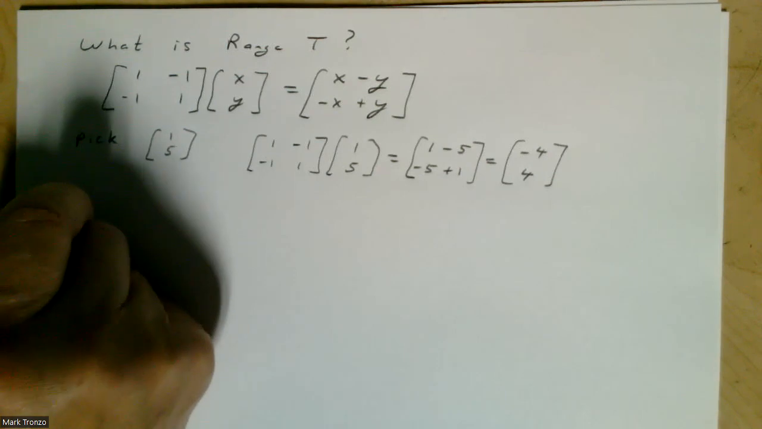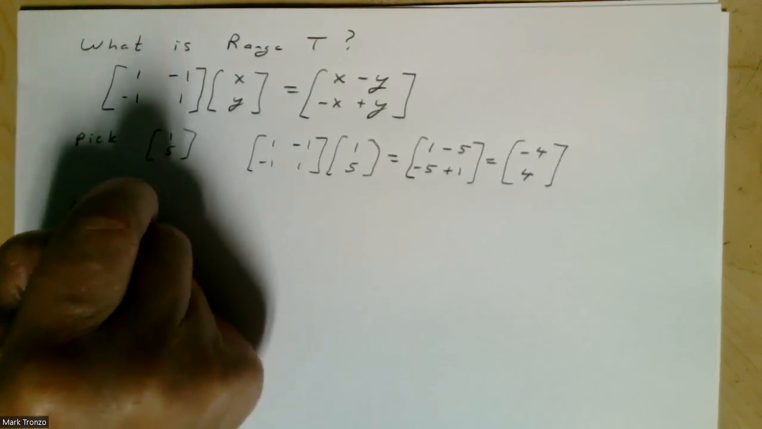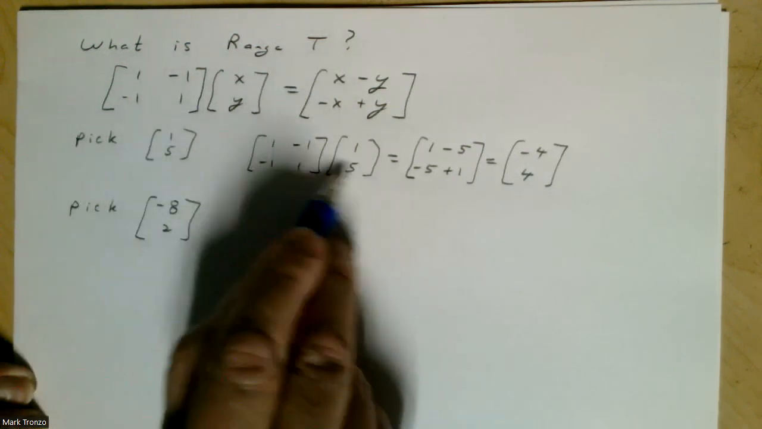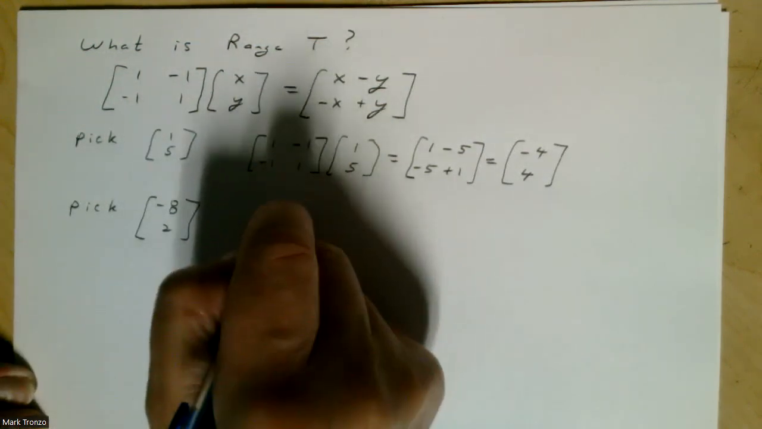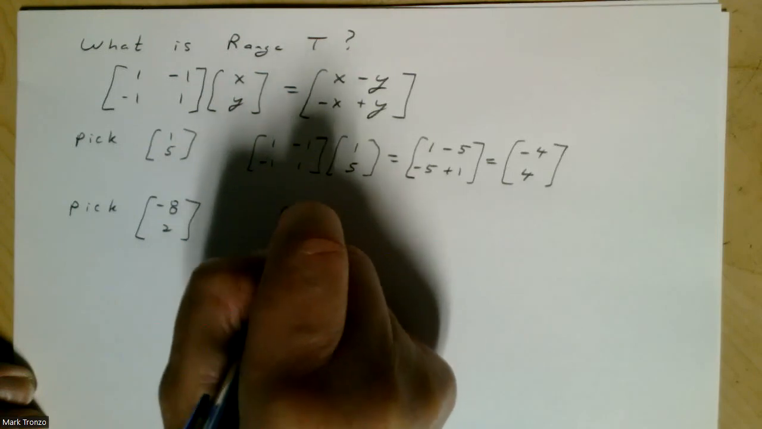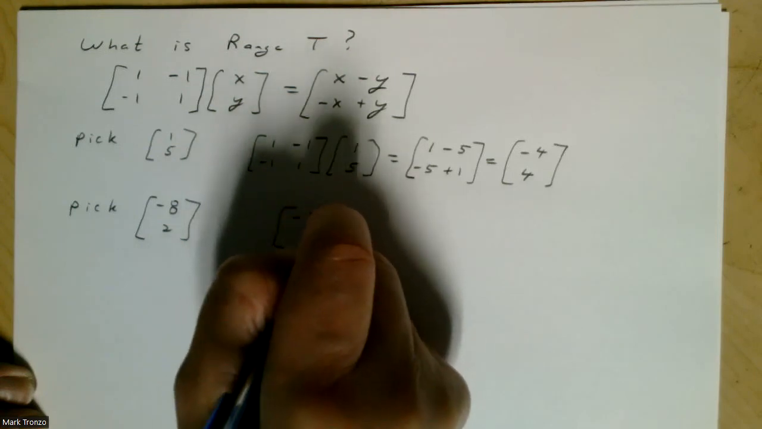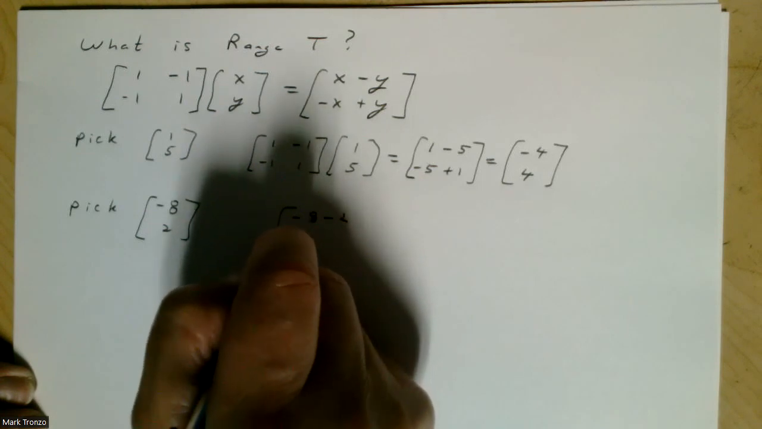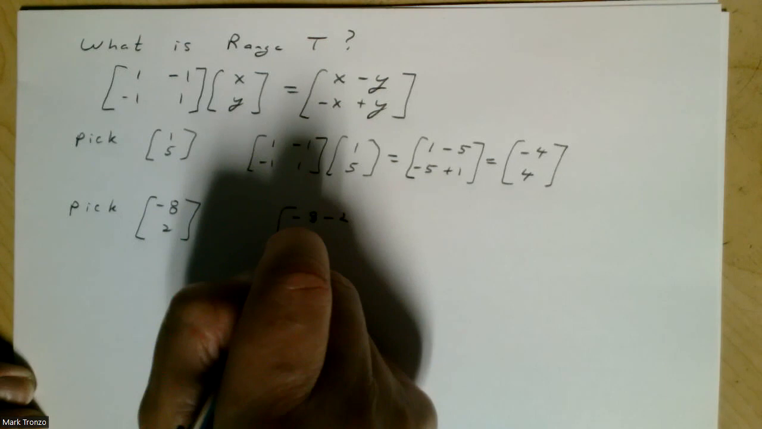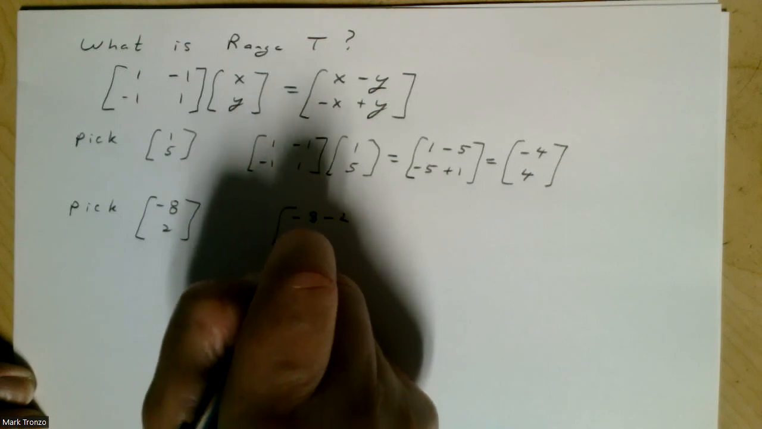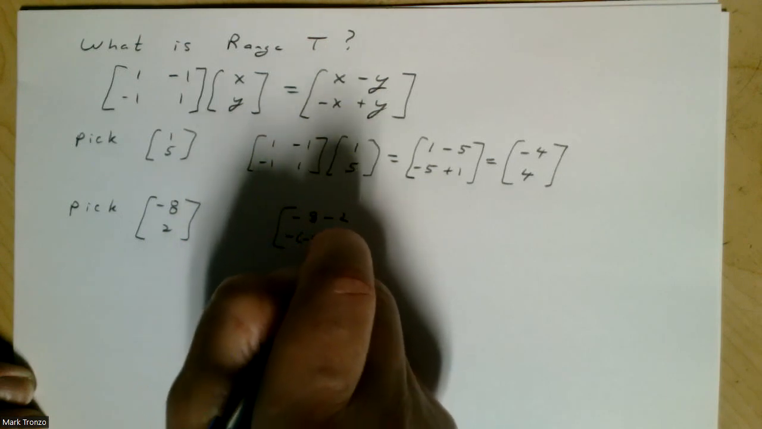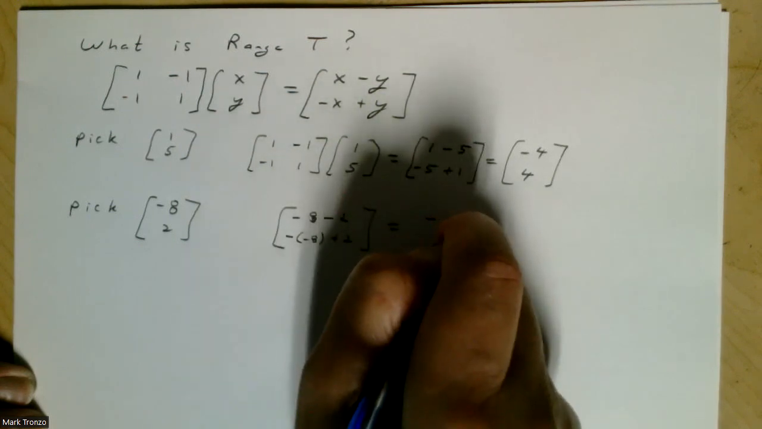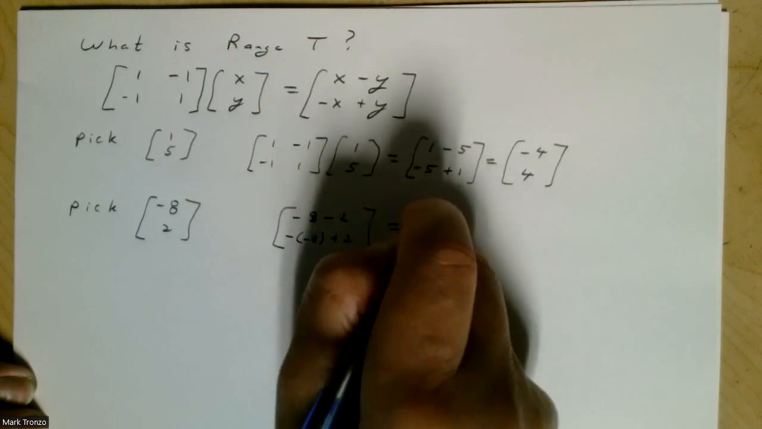And you could maybe pick another one here. Let me just pick minus 8, 2. I won't go through it, so I'll just put them up here. And what's that going to give us? Minus 8 minus 2, and minus a minus 8 plus 2. That'll give us minus 10 and 10.